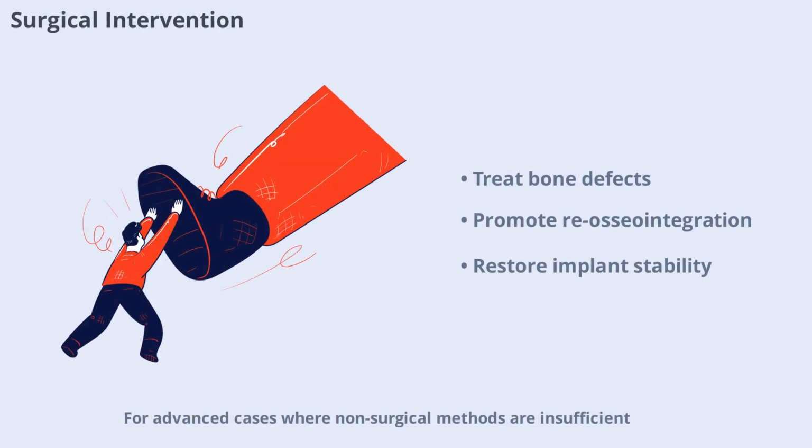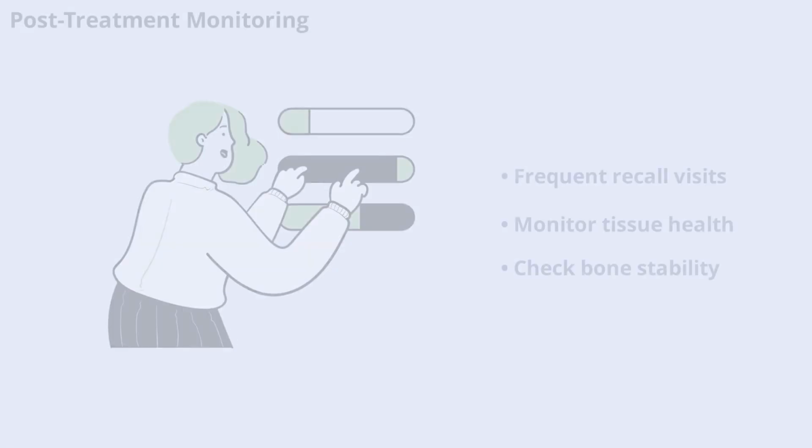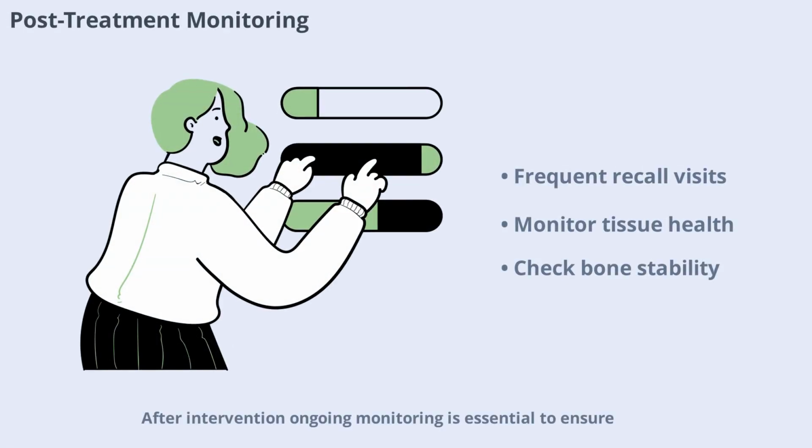For advanced cases where non-surgical methods are insufficient, surgical intervention may be necessary. The primary goal of surgery is to treat bone defects and promote re-osseointegration, which is the reattachment of bone to the implant surface. This can involve various techniques, such as bone grafting or guided bone regeneration. Surgical treatment is tailored to the specific needs of each patient and aims to restore both function and stability to the affected implant. After intervention, ongoing monitoring is essential to ensure the long-term success of the implant.